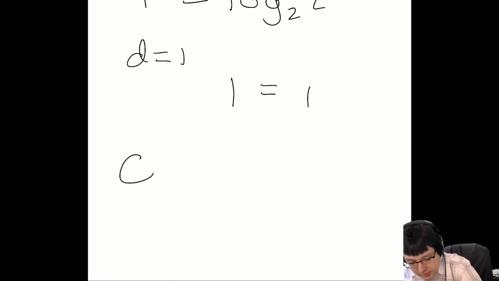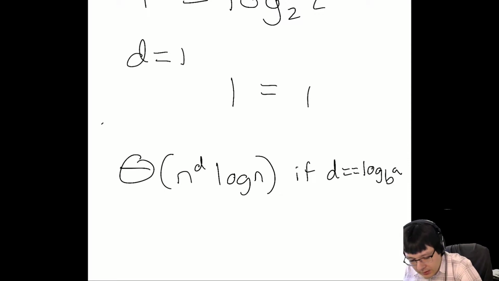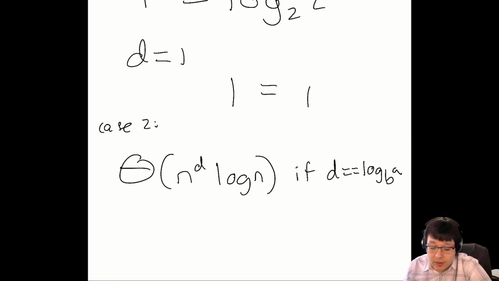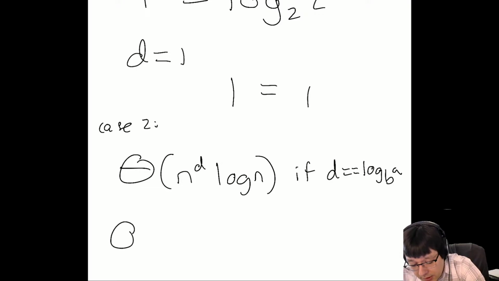copy it from here, since I can't see it on the same page, it's O of n to the power of D log n, if D is equal to log B of A. And this is case 2, which is the one that applies to us, right? So in this case, what is D? D is equal to 1, right? So all we're going to have to do now is just plug that in and we get our answer.